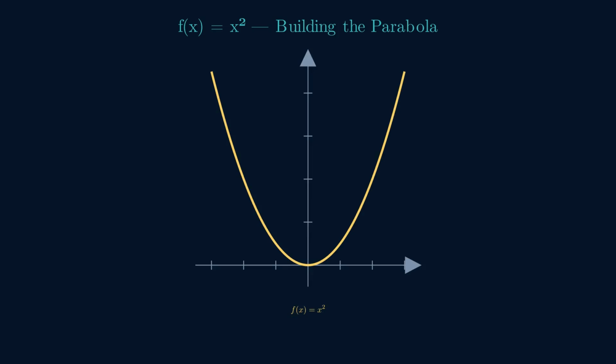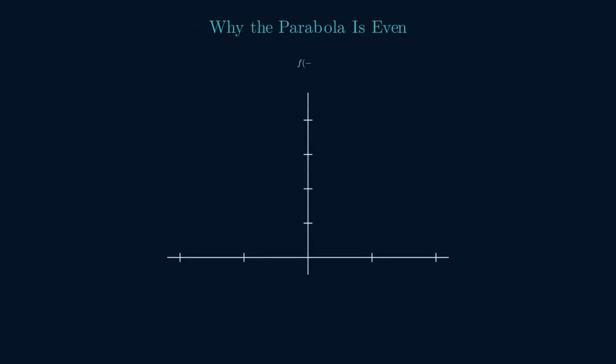That pairing isn't a coincidence. Run the test. F of negative x is negative x, all squared, which is x squared, which is f of x. Nothing changed.